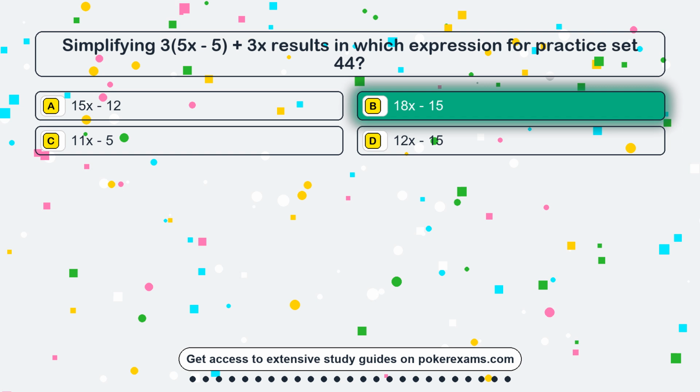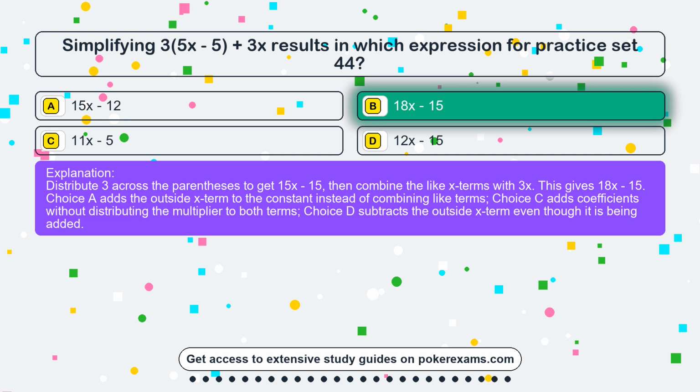The correct answer is option B, 18x minus 15. Distribute 3 across the parentheses to get 15x minus 15, then combine the like x terms with 3x. This gives 18x minus 15. Choice A adds the outside x term to the constant instead of combining like terms. Choice C adds coefficients without distributing the multiplier to both terms. Choice D subtracts the outside x term even though it is being added.